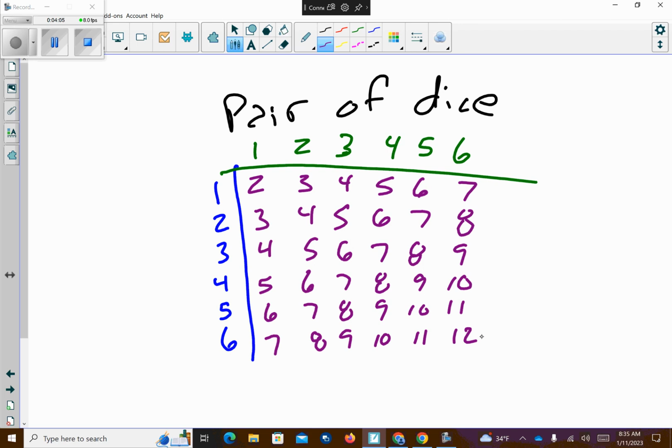Same thing, what's the probability I rolled a 13? I can't roll a 13 because I can't get that many points. Okay? So just take a look at the purple.